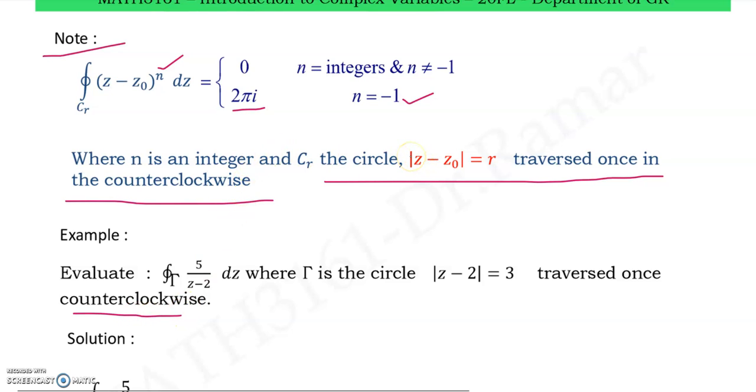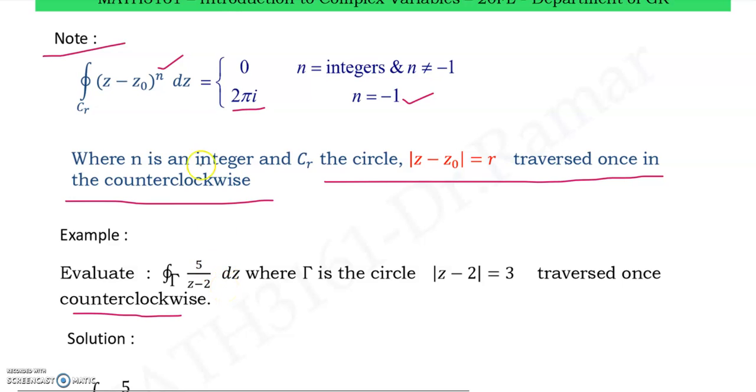And one more point to check before applying this idea. Here we have z minus z naught to the power n, and n definitely has to be minus 1; only then can we apply this idea. So see here, 5 over z minus 2: z minus 2 has degree 1 in the denominator. If you write it in the numerator, it becomes minus 1. That's why you can apply the rule. Understand what I'm telling? So 5 over z minus 2 dz is okay with this idea, so we can apply this.